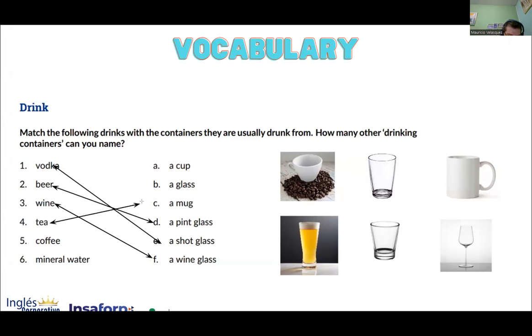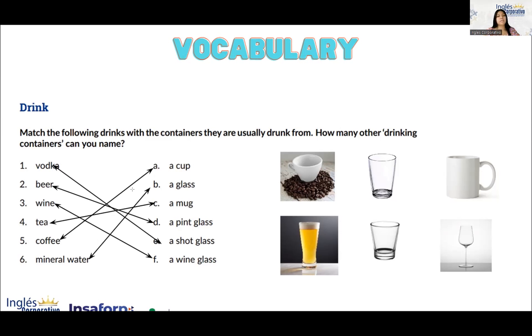Letter C. A mug. Yes. And coffee? Letter A. Cup. And mineral water? Letter B. Yes, a glass. Okay, glass.